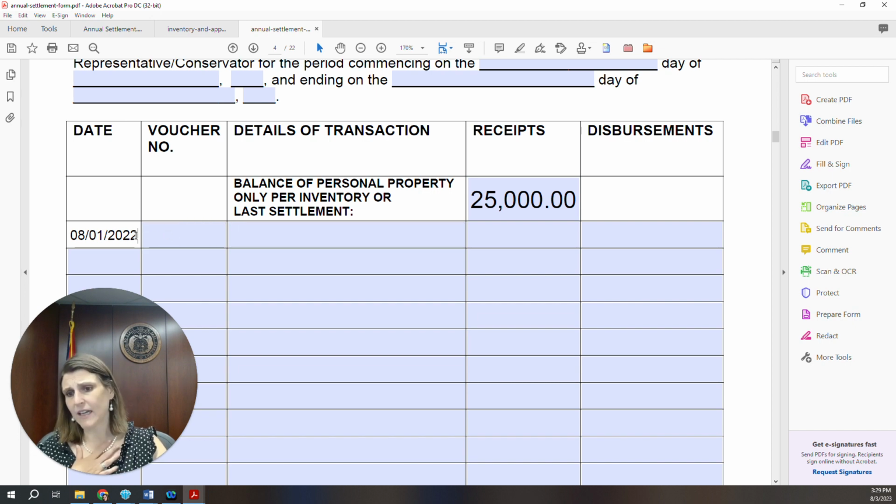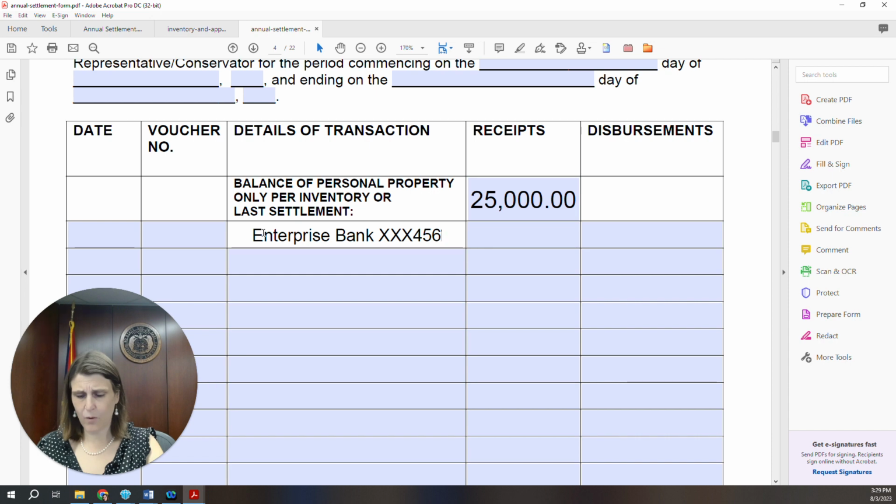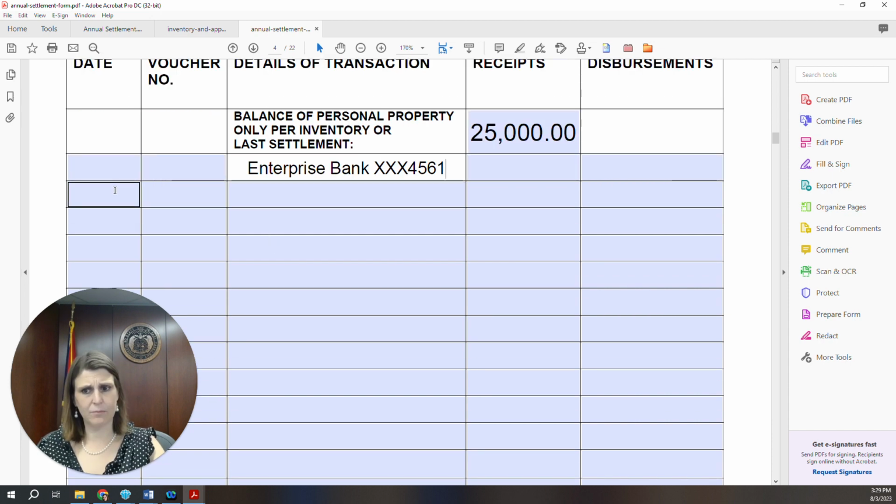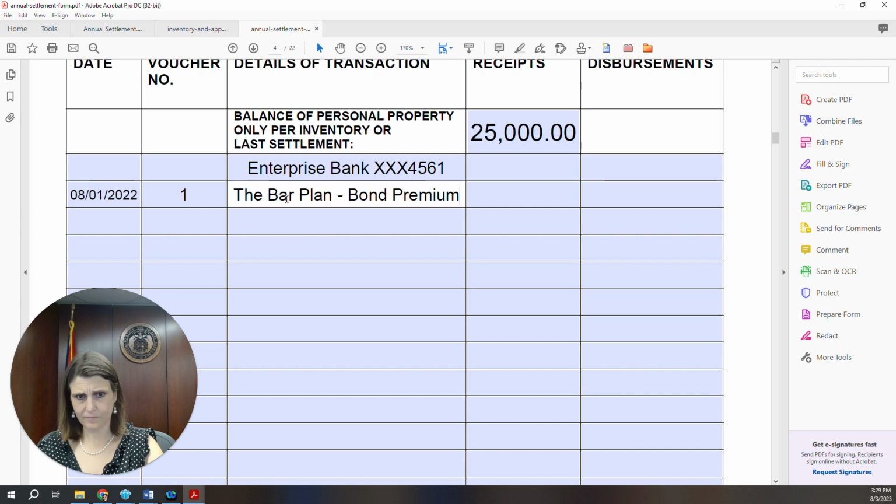Now, I personally like to divide up my transactions by bank. So let's say that the first bank that I have an account at is Enterprise Bank, okay? And I'm just going to put here exactly what account I'm referring to so that it makes life easy for the auditors. Our goal is always to make things easy for them so that they can read your roadmap, okay? You're drawing them a roadmap. So on August 1st of 2022, I paid the bar plan bond premium, okay? And let's say that was $100.